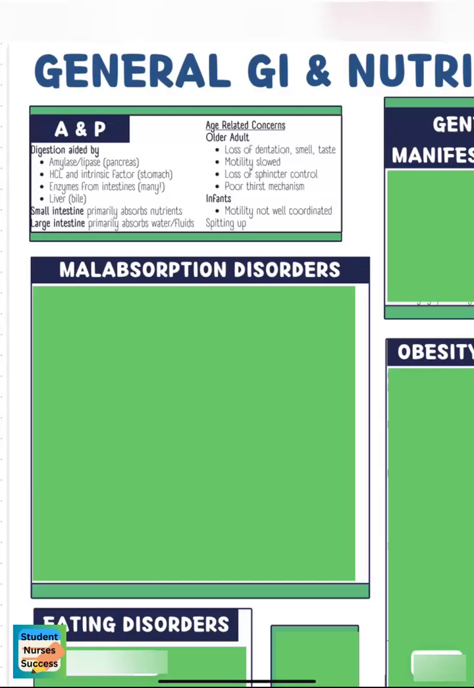Let's begin by just talking a little bit about some anatomy and physiology with the GI system. Remember, digestion is really aided by lots of different things throughout the GI system. Amylase and lipase are produced by the pancreas, and amylase and lipase are digestive enzymes that help break down food. So, in disorders that involve the pancreas, individuals may not make enough amylase and lipase, and so they may have trouble breaking down their food.